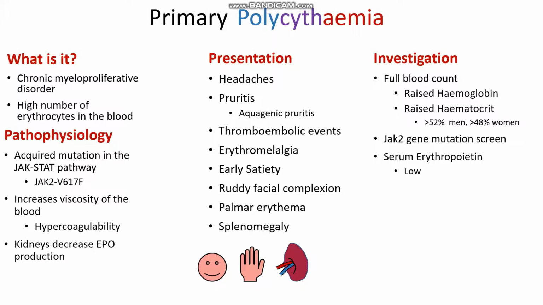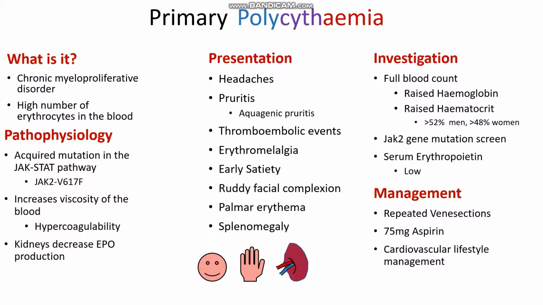How can we manage primary polycythemia? Well, what's the issue? We've got too many red blood cells, right? So let's take out some blood. We do repeated venesections. We also want to stop patients clotting, so they may get put on 75 milligrams of aspirin, a very low dose aspirin, to stop them from clotting. And lastly, we're going to very aggressively manage their cardiovascular risk factors, so stop them smoking, get them to lose weight, get them to eat more healthily to stop a cardiac or an arterial event from occurring.